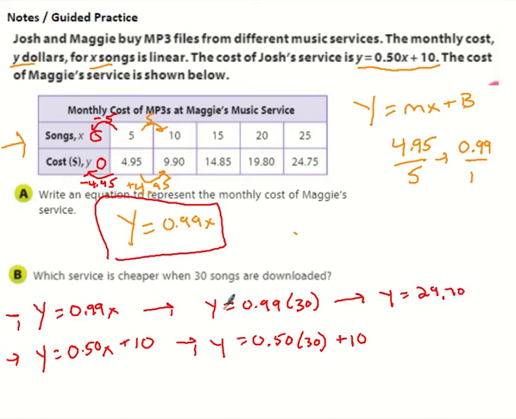For this service, I need to do 50 cents times 30. Well, that's going to give me 15 plus 10. So this company is going to be $25. I don't know why I wrote y equals twice, but it is $25. No, not per song. This is just $25 total for 30 songs. So this service right here, Josh's service, is the cheaper one. So Josh's service is the cheapest for 30 songs because it costs less.